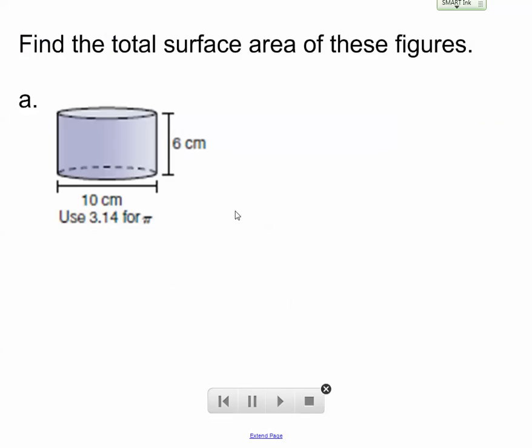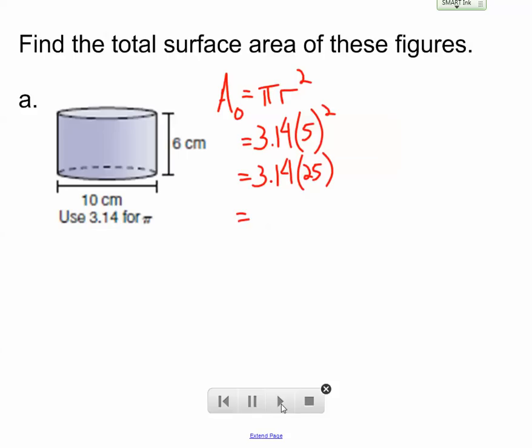All right, so we're going to find the total surface area of these figures. Specifically for A, we're looking at a cylinder. To find surface area, the first thing we have to do is find the area of the base. Now the base is a circle here, so we're going to do pi r squared. It says right here we're going to use 3.14 for pi. And the radius is 5 because I know the diameter is 10. So we'll do 3.14 times 25, which is, calculator work, 78.5.